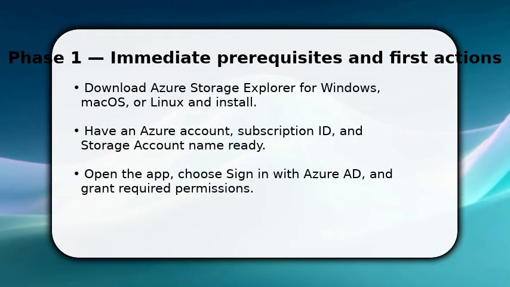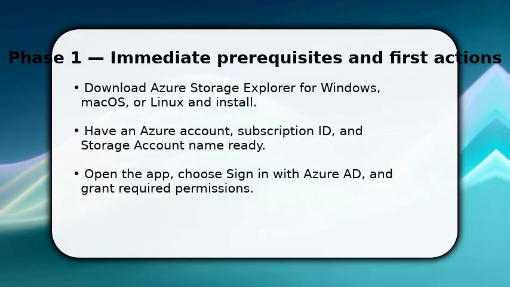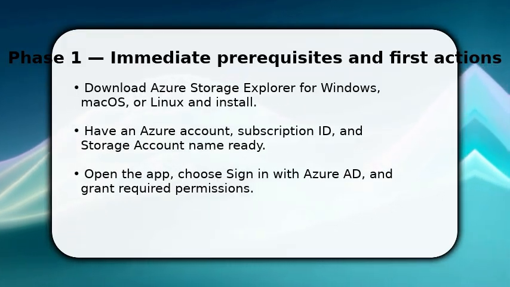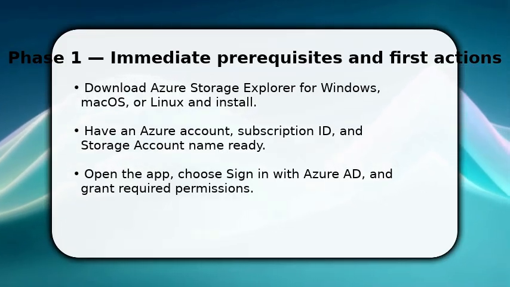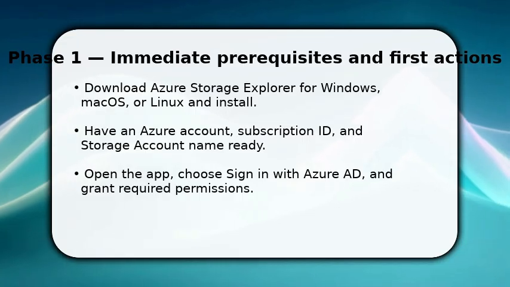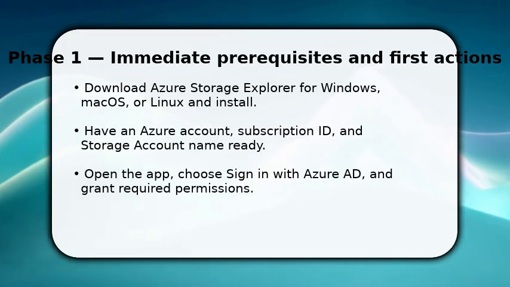You start by installing Azure Storage Explorer and signing in with an Azure AD account. This ties your local app to the cloud. Once done, make sure you have the subscription ID and the target storage account name at hand because you will attach resources immediately. Begin by launching the app, selecting Sign In, and granting the consent prompt.